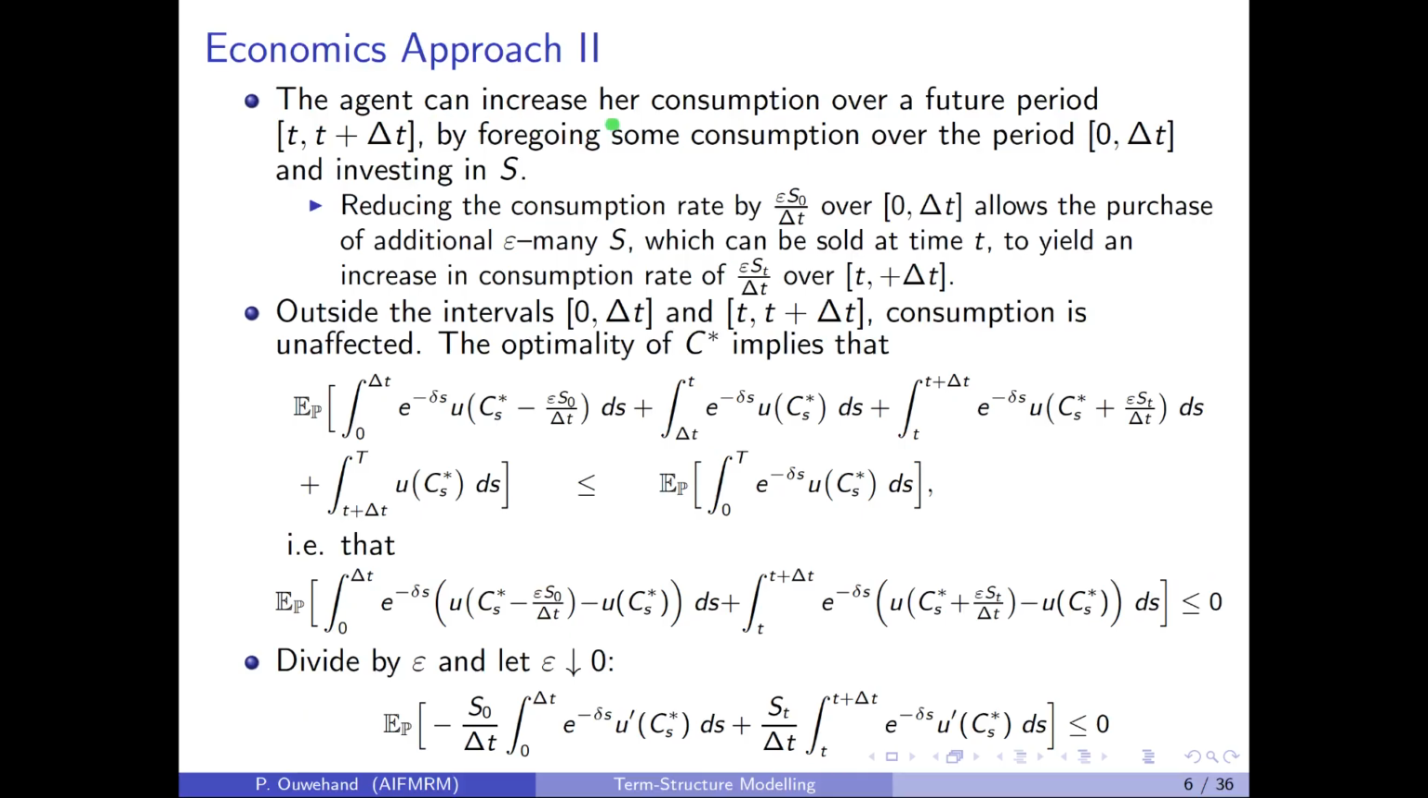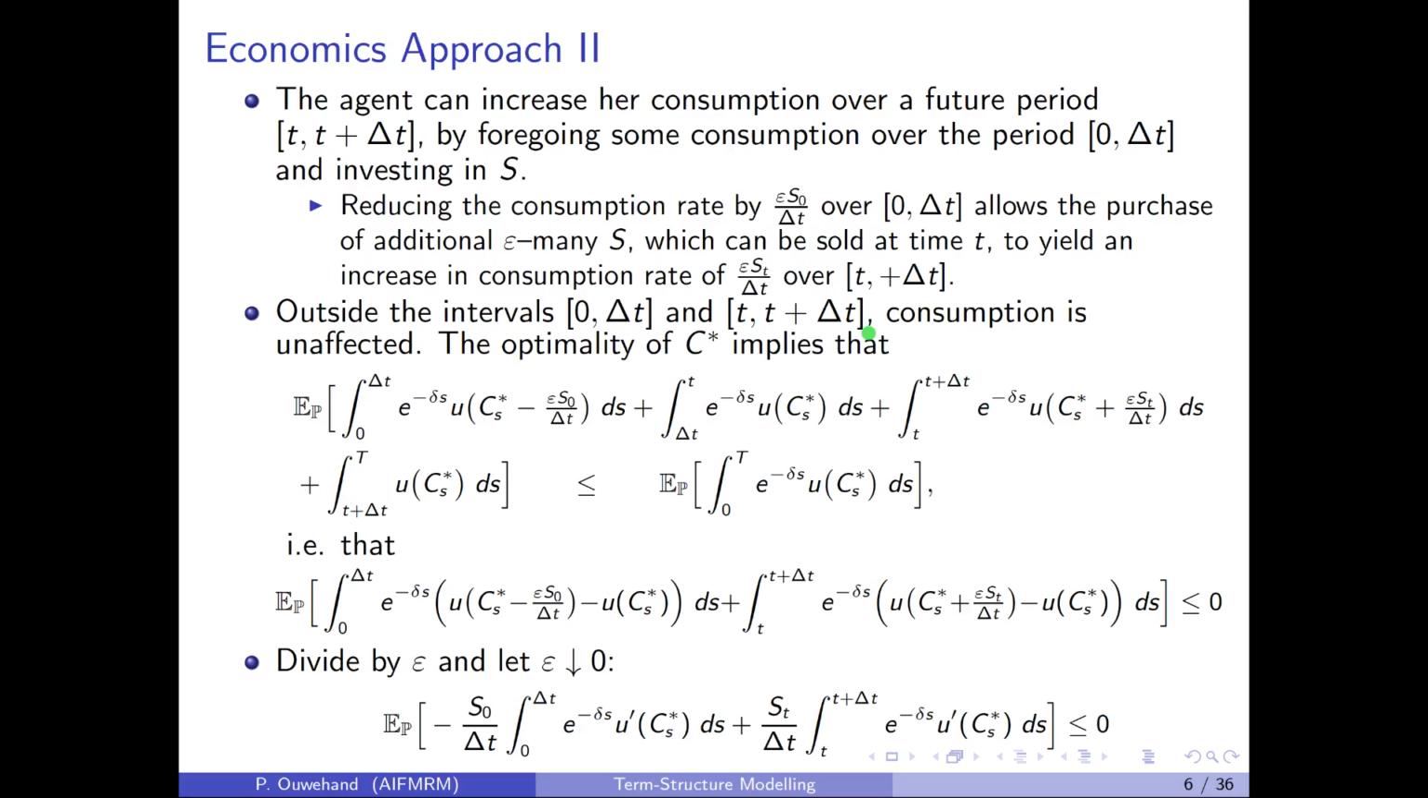The agent can increase her consumption over a future period, from T to T plus delta T say, by foregoing some consumption over the period from 0 to delta T and investing in S. For example, if she reduces her consumption rate by an amount epsilon S_0 over delta T over the period from 0 to delta T, then she will be able to buy an additional epsilon many assets S. She can sell those assets at time T to yield an increase in consumption rate of epsilon S_T over delta T for the period from T to T plus delta T. Now outside the intervals from 0 to delta T and T to T plus delta T, the consumption rate remains the same. In other words, consumption is only affected over these two periods.